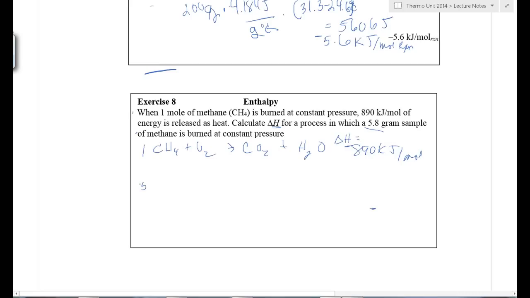This is an exothermic reaction. So I'm just going to do some stoich. I have 5.8 grams of methane, and the molar mass of methane is 16.05 grams, is 1 mole of methane. And 1 mole of methane, looks like right here, is 890 kilojoules. And so this is going to give me, if I plug this in my calculator, I get 320 kilojoules. But it's going to be negative, right? Per mole of reaction. Alright.